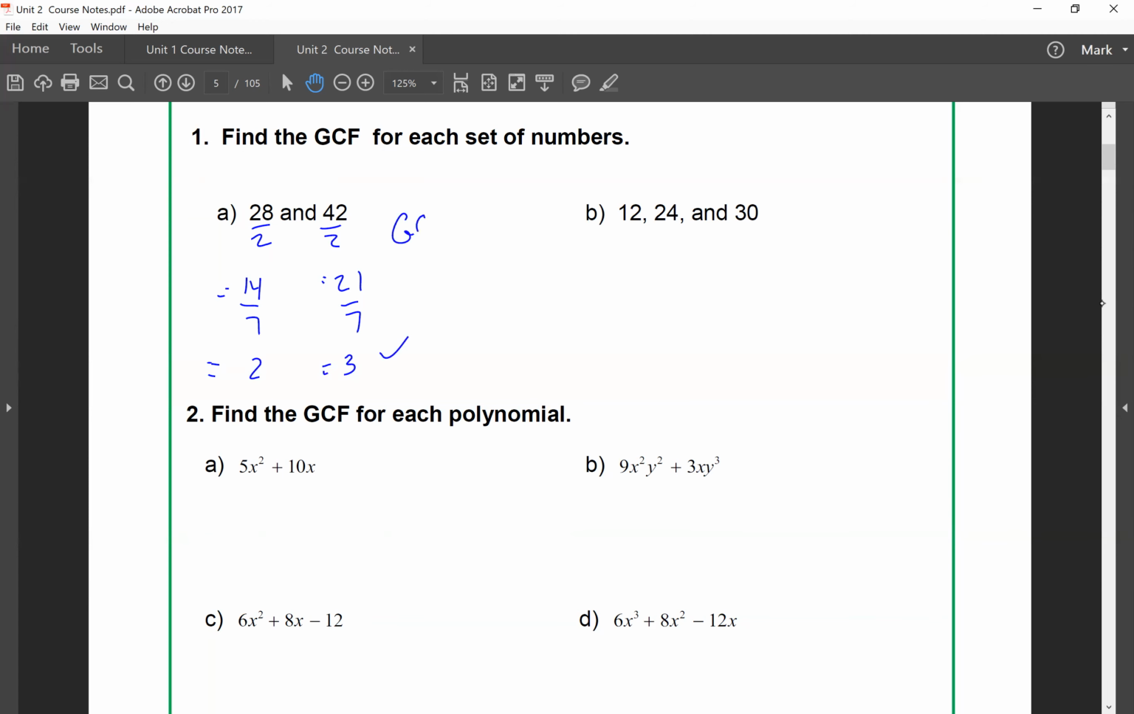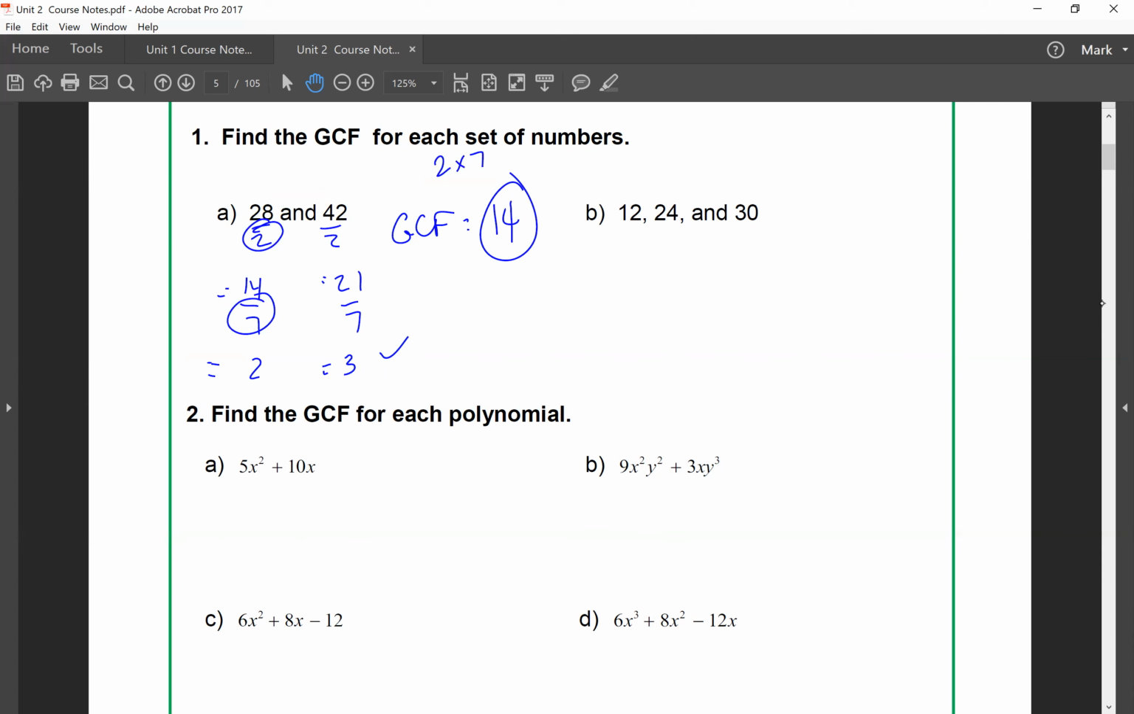So my GCF for these two numbers, and actually 1A is a tough one to just get started with, 28 and 42, my GCF is 14. Now, where did that come from? Well, there are a few ways you could find out that it's 14. You could just use trial and error, meaning do this as many times as possible. Or you could do what I did. I divided it by 2, then by 7. 2 times 7 is 14. That's how I got 14.